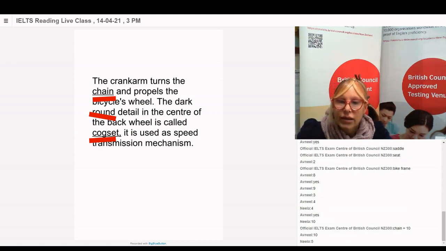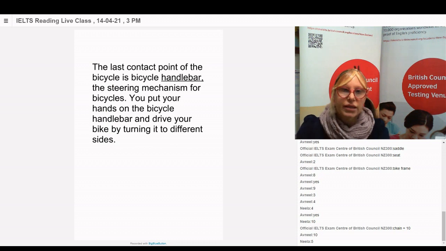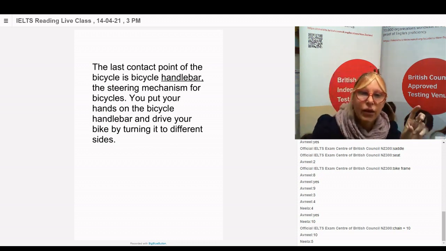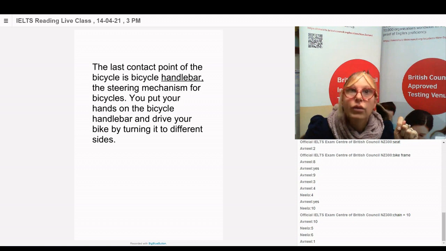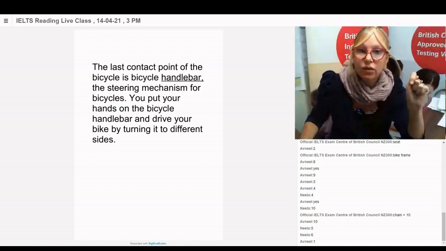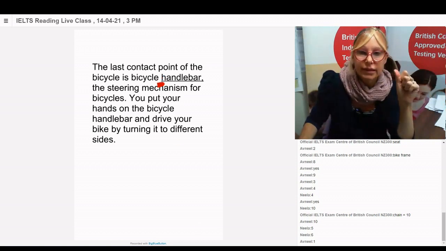The last contact point of the bicycle is the bicycle handlebar, the steering mechanism for bicycles. You put your hands on the bicycle handlebar and drive your bike by turning it to different sides. Looking at your diagram again, we're looking at the top of the bike to the right where you put your hands. So it could be number 1 or it could be number 6. Handlebar: you put your hands on the bicycle handlebar and drive your bike. So it could be number 1 or number 6.